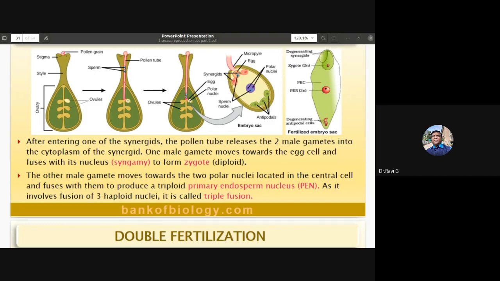One male gamete moves towards the egg cell and fuses with its nucleus, and we call it syngamy. They form the zygote. This is happening in the egg apparatus.